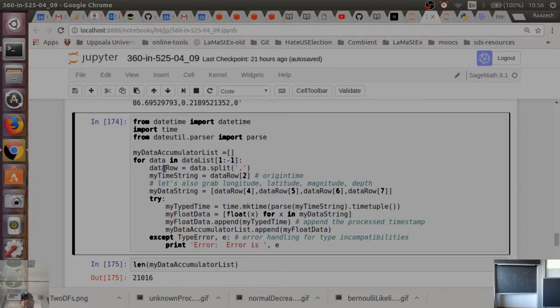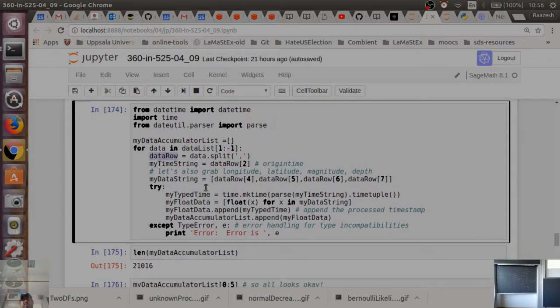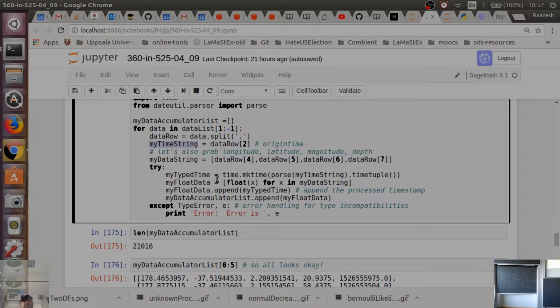Now I have my data row where I split by comma, because this is a nice comma separated variable file. I'm going to take the third element. Remember, the third element was the origin time of the columns. So I'm going to use 2 to pick the third element of the row and put that into my time string. This is just a pure string that I need to mess with. Then I also create another one called my data string, just like the homework from last time. For this, I'm picking 4, 5, 6, and 7. This is the long, lat, magnitude, and depth.